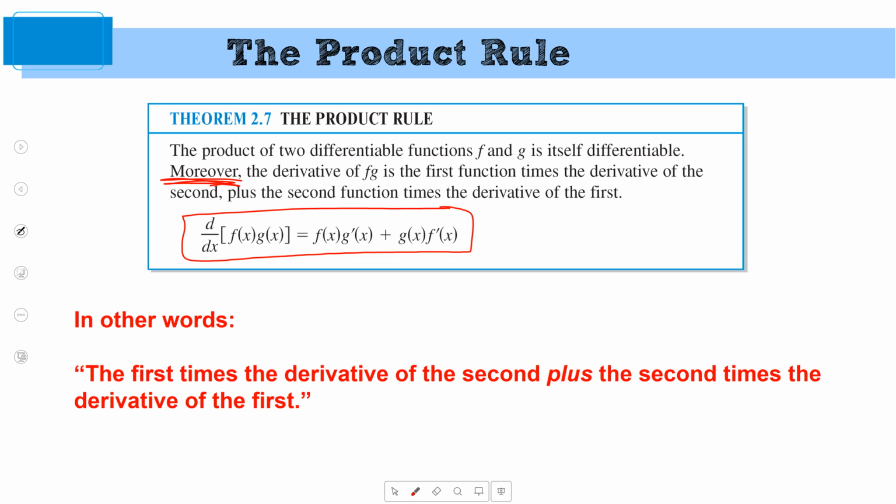Now, some of you might get all fancy and decide, oh, you think so? I'm going to do the derivative of the first times the second plus the first times the derivative of the second. I'll show you. That's fine. It's a plus sign. Who cares? 1 plus 2 is 2 plus 1. You'll show me.